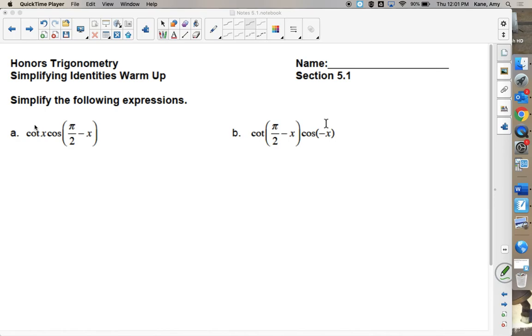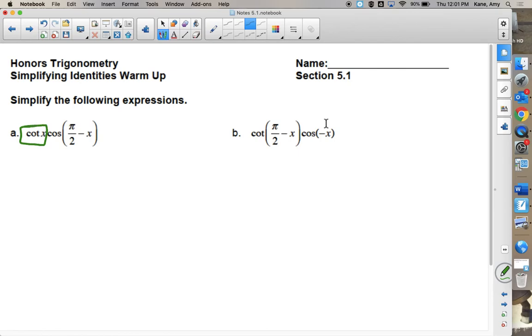Right, so quotient identity for cotangent, she's even using the right term there, that would be like the group of identities. So that becomes cosine over sine. Alright, so that's one thing. And then the other part.